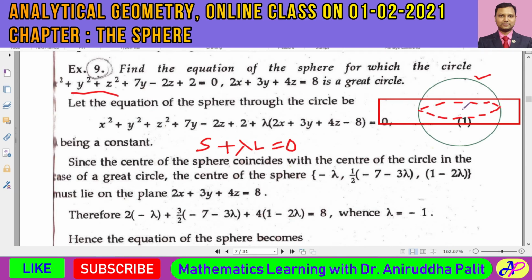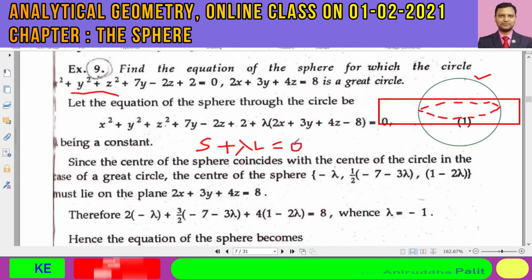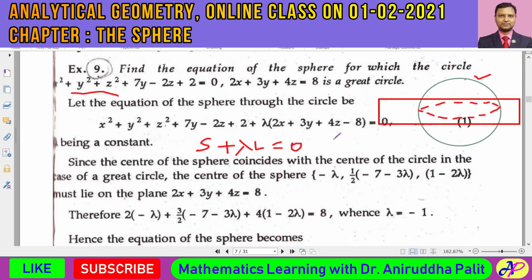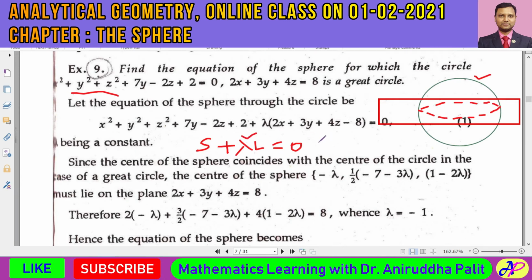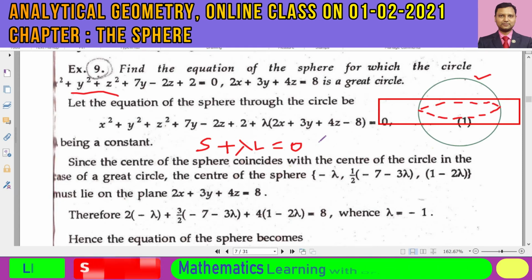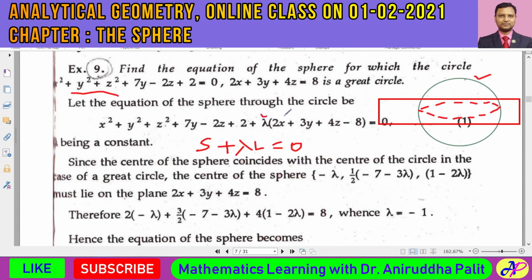And if this is the required sphere, in that case we can say that S plus lambda L is equal to 0 is the equation of the required sphere. And how to find out the lambda, that is a challenge. In order to find the lambda, let us try to find out the center of this circle.